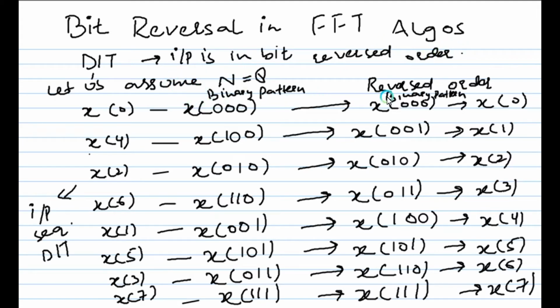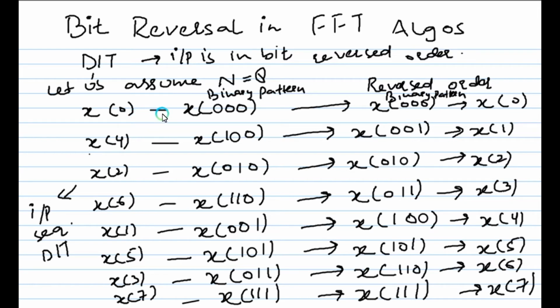Whereas in case of decimation in frequency algorithm, that's when we decimate in the frequency domain, in that case the input sequence is in normal order, from x of 0, 1, 2, 3, 4, 5, 6, whereas the output is in bit reversed order.